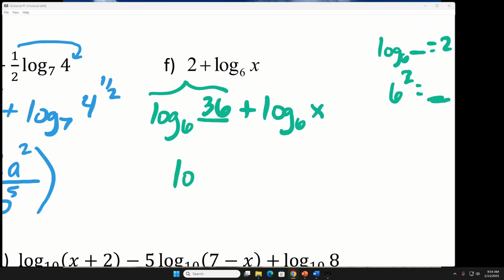All right, and then I need to bring those together. What am I going to use to bring them together? Multiplication.